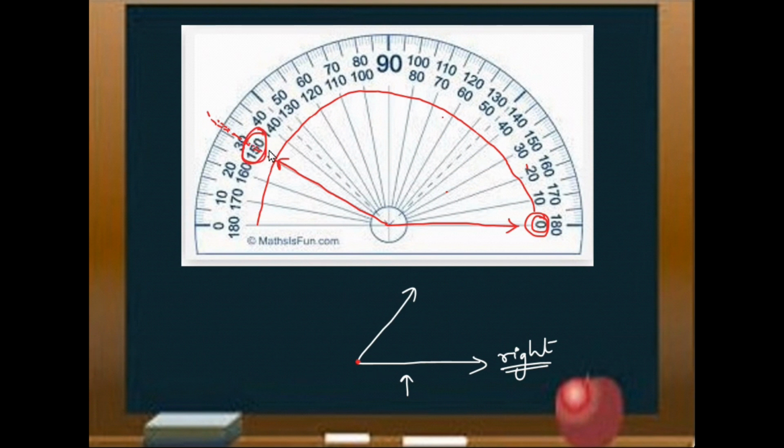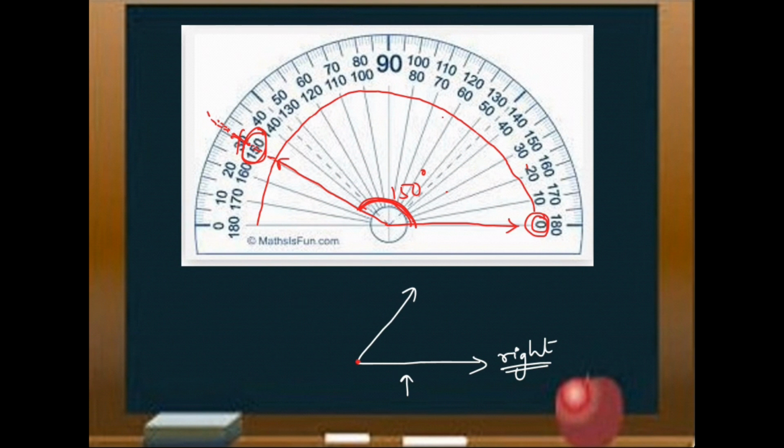So because 150 is on the inner side, the measure of this angle is going to be 150 degrees and not 30 degrees. If you say it is 30 degrees, then it will become an acute angle, and it doesn't look like an acute angle, right? It's an obtuse angle, so it is 150 degrees.